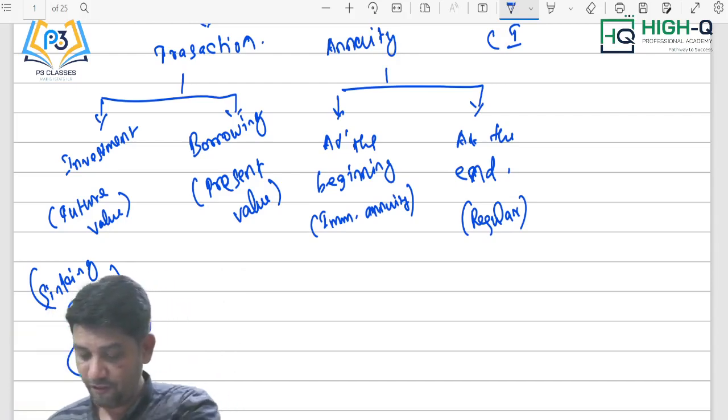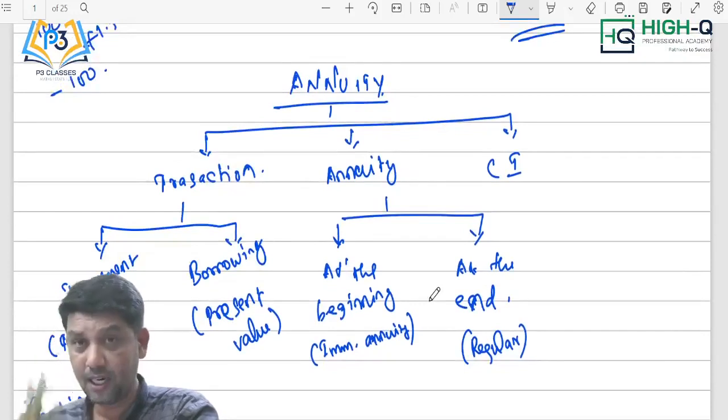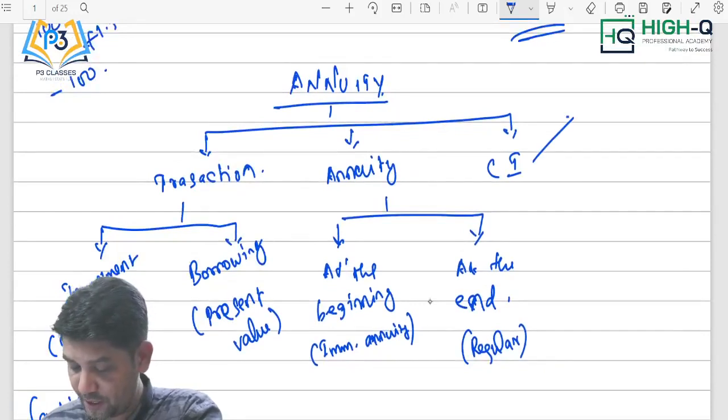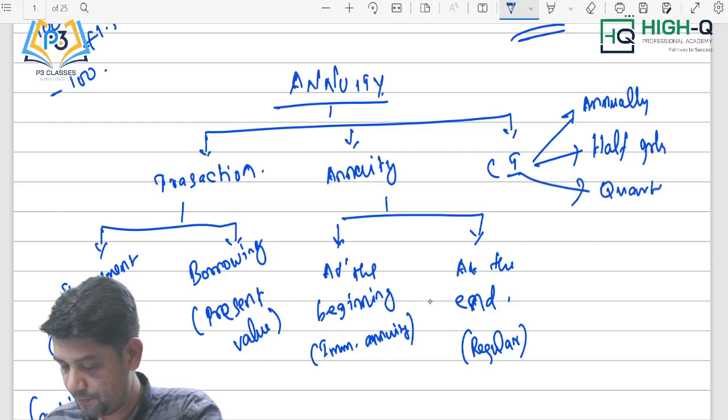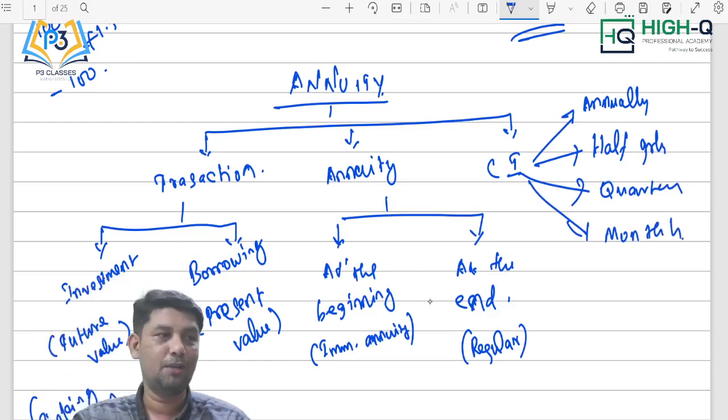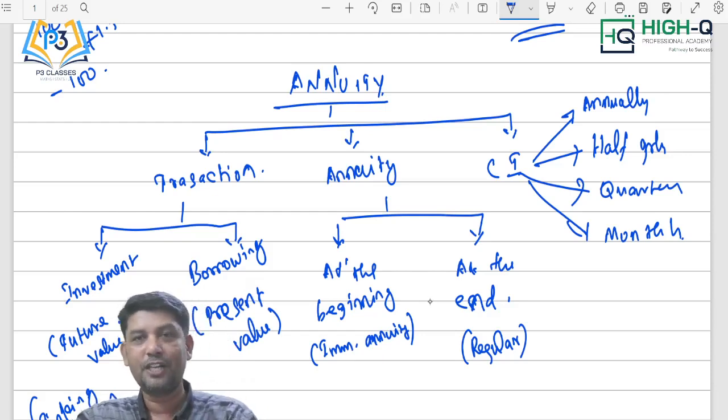Now, finally, the third thumb rule: type of compound interest. That's very simple. It is annually, half yearly, quarterly, or monthly. By reading the question, you will come to know, na? Compound interest calculated annually, compound interest calculated half yearly, compound interest calculated monthly. So, based on that, you know what to be taken.